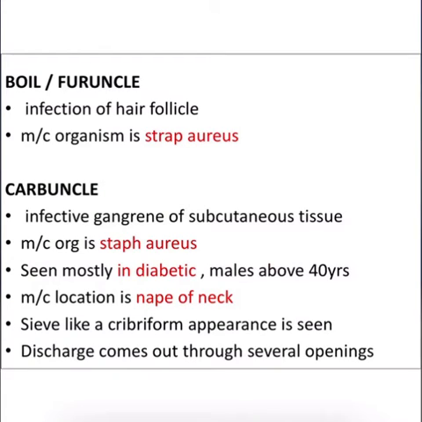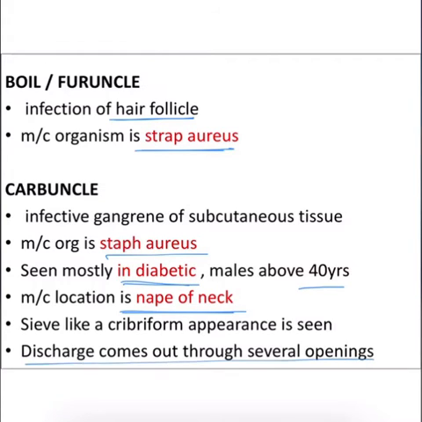What is a boil or furuncle? It's an infected hair follicle. Most commonly Staph aureus. What is a carbuncle? It's an infective gangrene of subcutaneous tissue. Staph aureus is the most common cause, mostly seen in diabetics and males above 40 years. The nape of the neck is the most common location. A sieve-like cribriform appearance is seen and discharge comes out through several openings. It's the characteristic of the carbuncle. Usually discharge comes from one or two openings, but in a carbuncle several openings cause discharge.